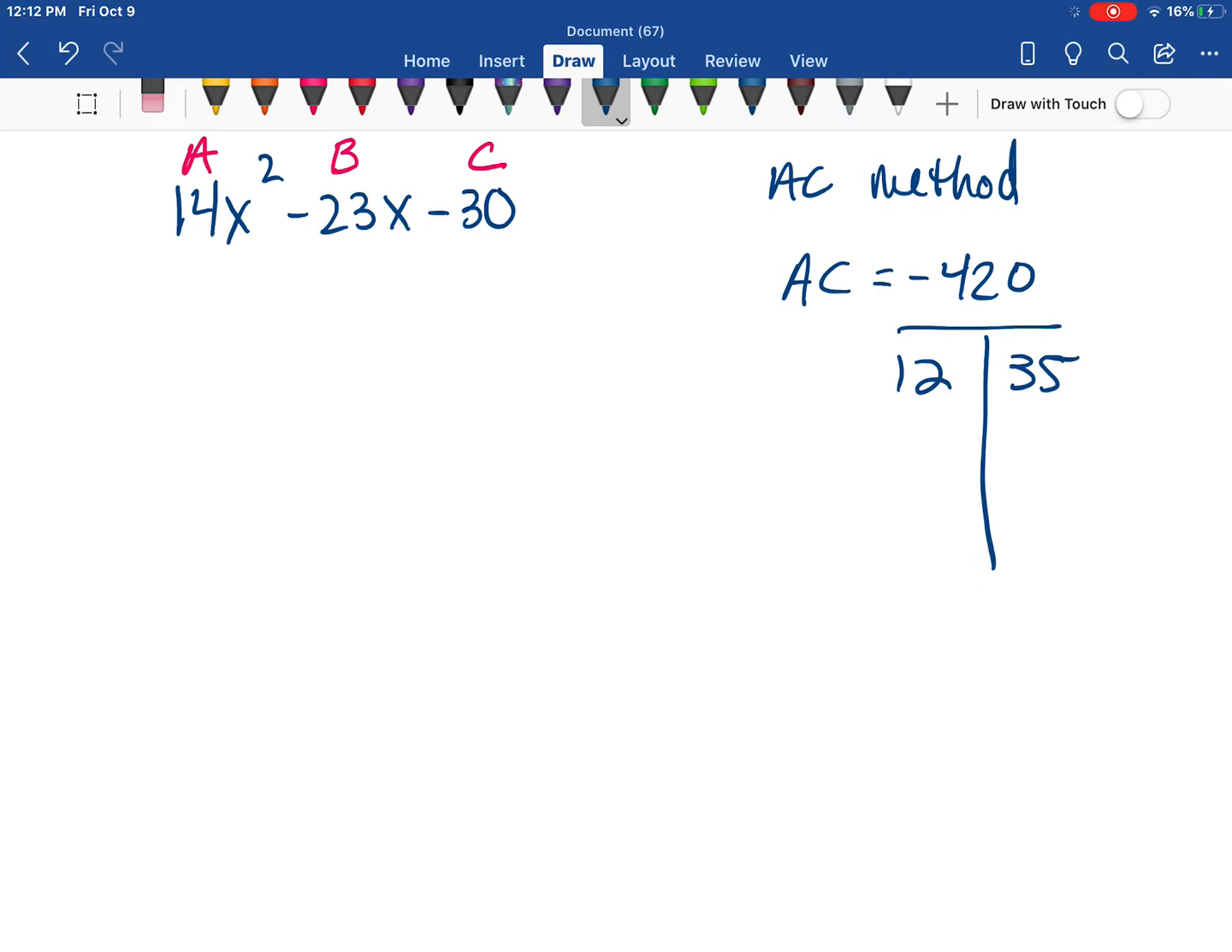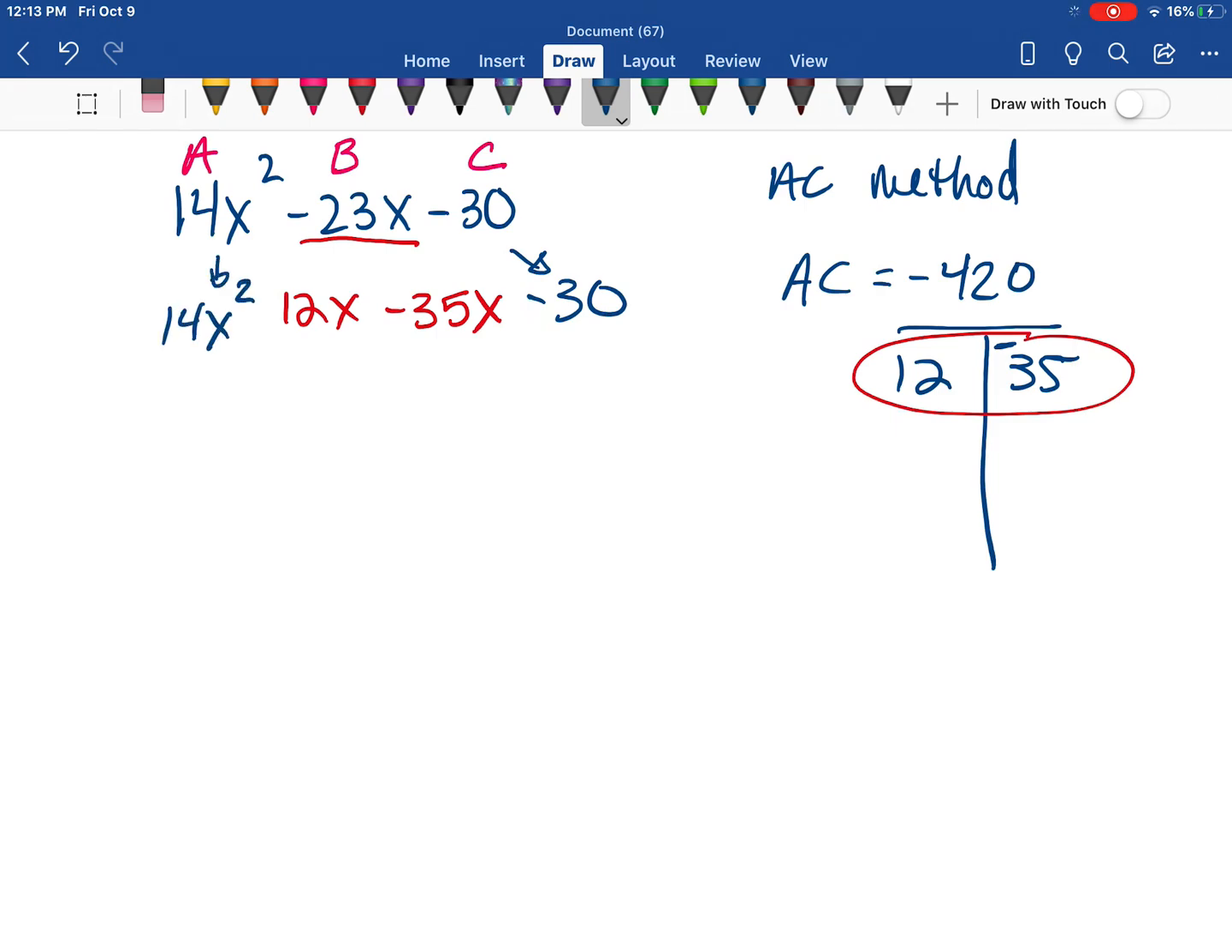And I want to make sure I pick the right one to be negative because I want these to add to give me negative 23. So I'm going to pick 35 to be negative so that when I take 12 and a negative 35, I get negative 23. So once we find this combination, we use that combination to split that value of B into two terms. So I'm going to rewrite negative 23x as 12x and a minus 35x. And then I bring down the rest. So I bring down the minus 30 and I bring down the 14x squared.